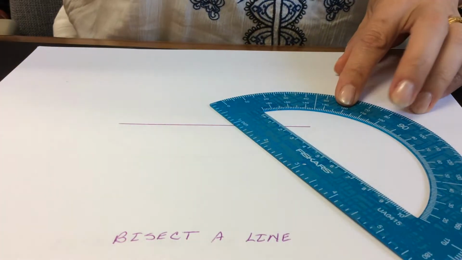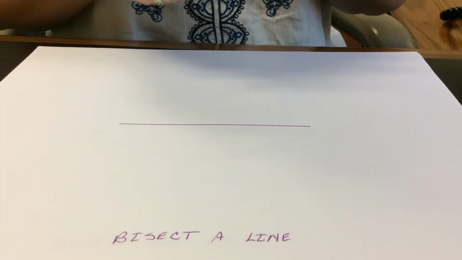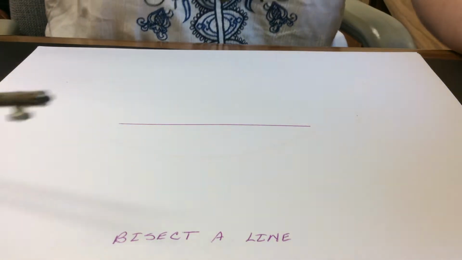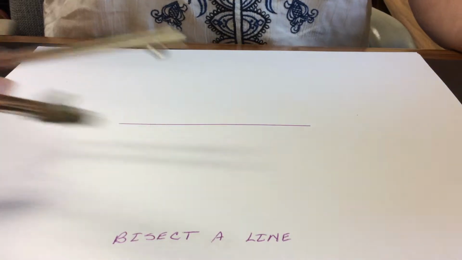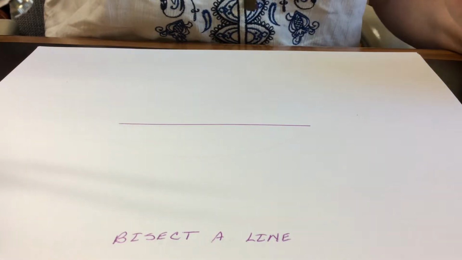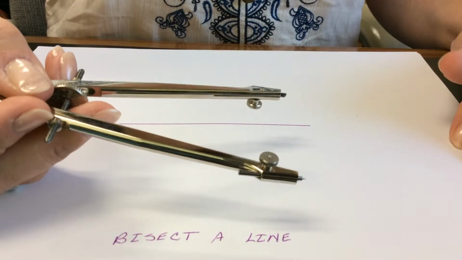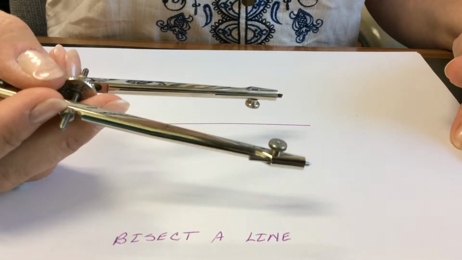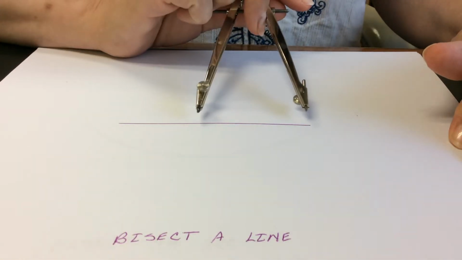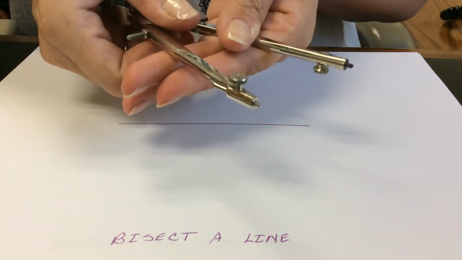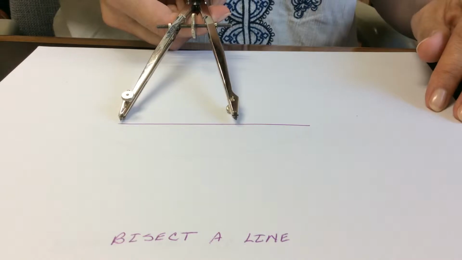So let's start with the most basic, and this is the technique that we will use to bisect a line. This will work for a line or an arc, and I'll demonstrate both. I've just drawn a line on this piece of paper, and the first thing we want to do is take our compass and set it to some separation that's more than half of the distance of the line. You can see that we're pretty close here, so I'm going to make my compass just a little bit bigger, spreading my compass arms further apart.